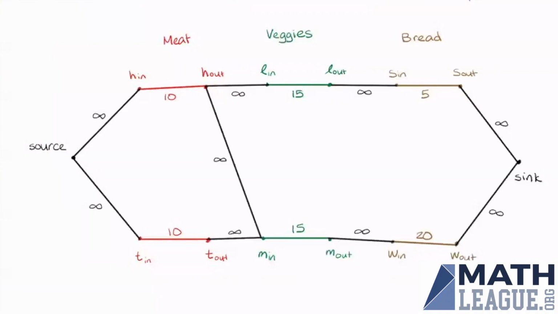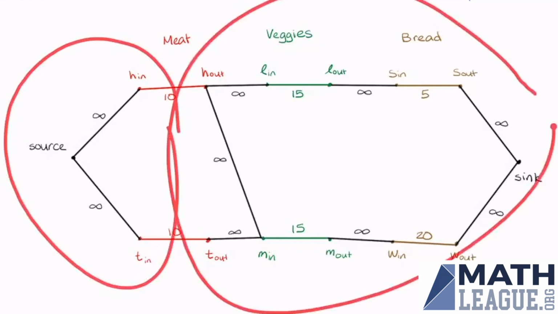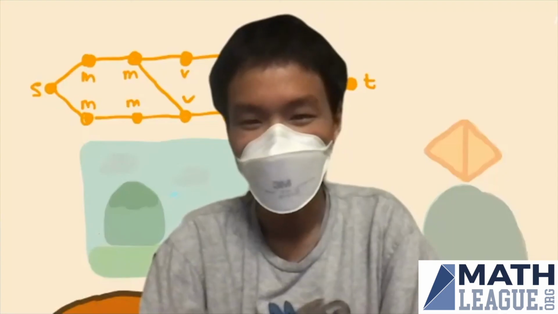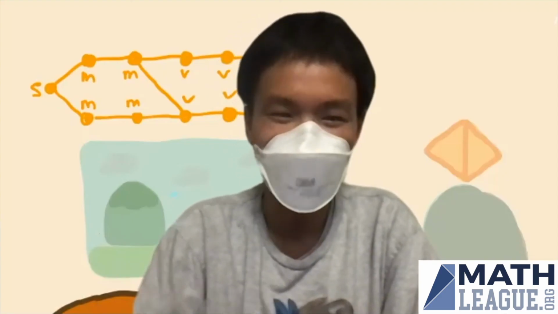Well, it's a partition. And that partition is putting the source and some vertices in one part and the sink and the others in the other part. Turns out that this partition that I just highlighted was our min cut because we have our source capacity of 10 for our meats. Ah, no wonder the slogan is max flow min cut.